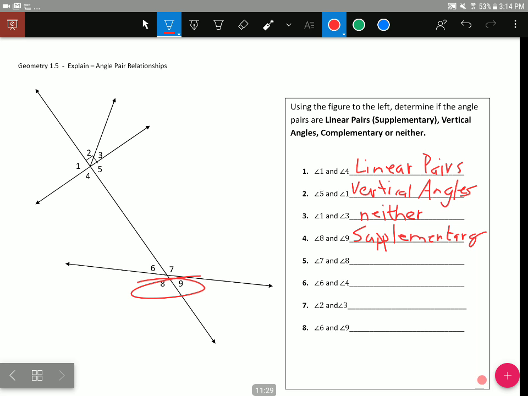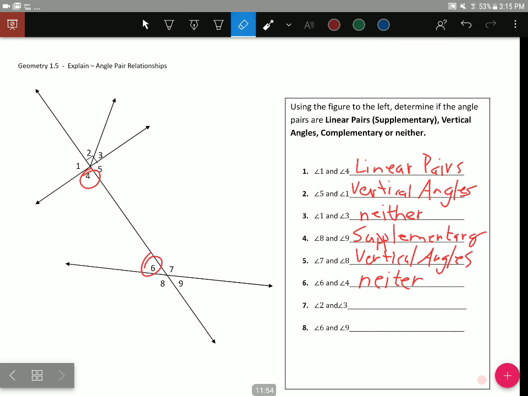All right, 7 and 8. These 2 right here. They're vertical. Good. They're vertical angles. What about 6 and 4? Yeah, this one and that one. There are ways of comparing those 2, but nothing that we've talked about. So, neither.